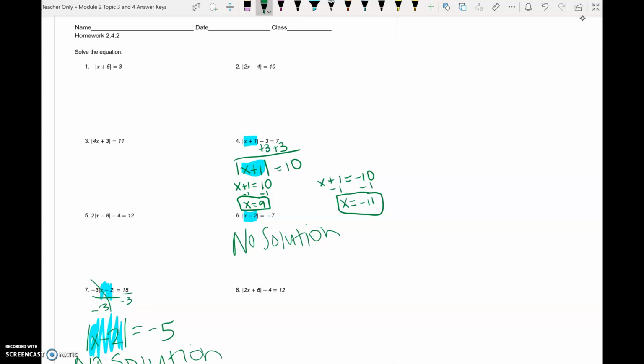So the last one I want to do is number 5. I'm doing this one last because it has the most steps to it. Again, I want this distance by itself, and I have a 2 and a minus 4, so I'm going to start by getting rid of the subtract 4 and changing it to add 4. And the distance still is not by itself yet. So I'm going to divide by 2, and get that the distance is equal to 8.